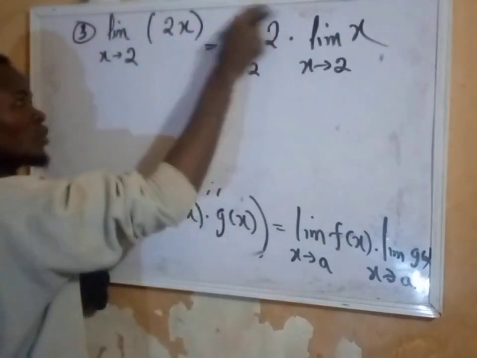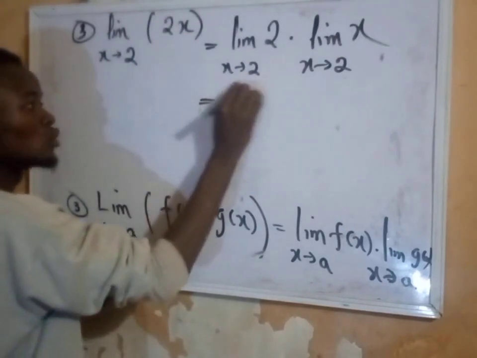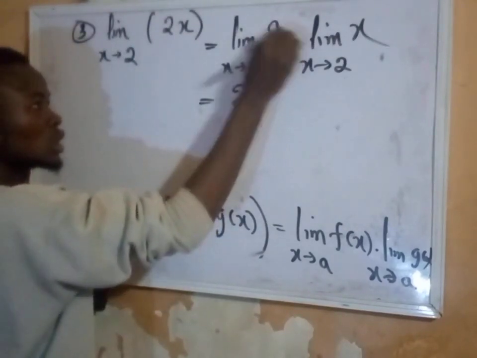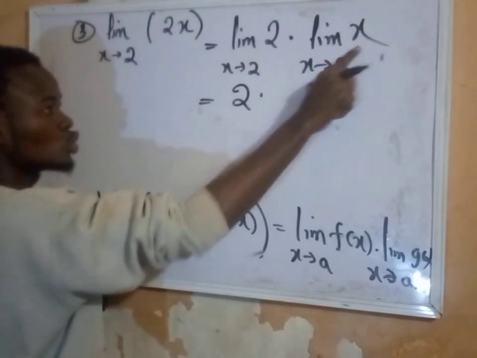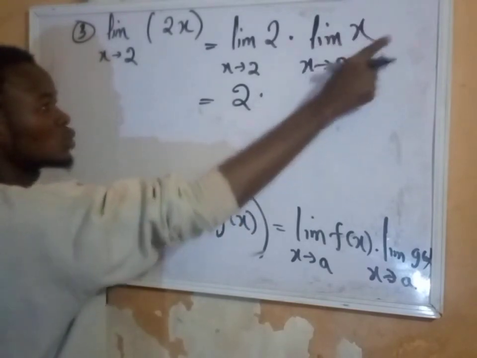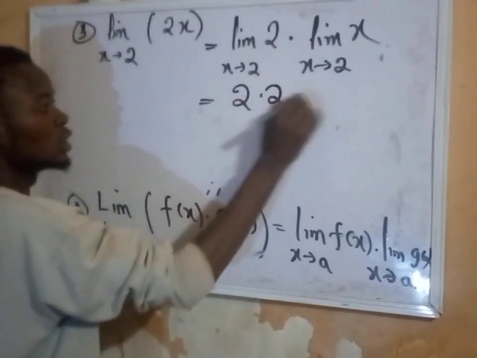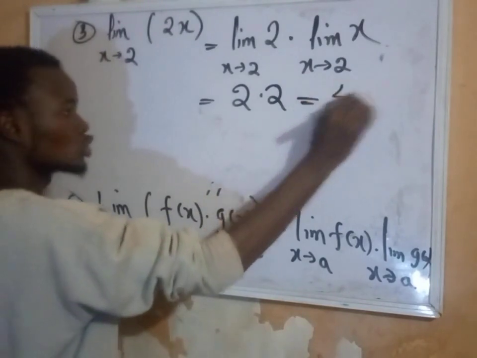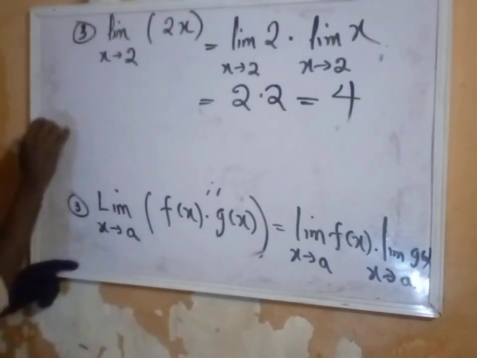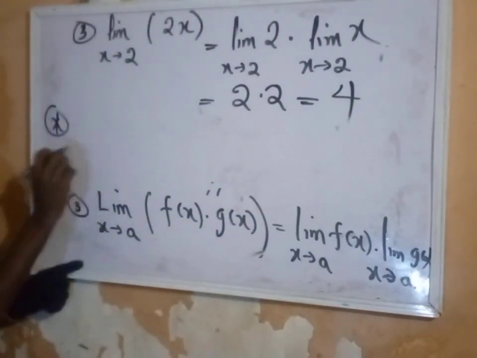I told you that the limit of any constant value equals the constant value. We're going to have 2 dot, and this dot means multiplication, and this one is also 2. Replacing this x with 2, we are going to have 2 multiplied by 2, that is equal to 4.